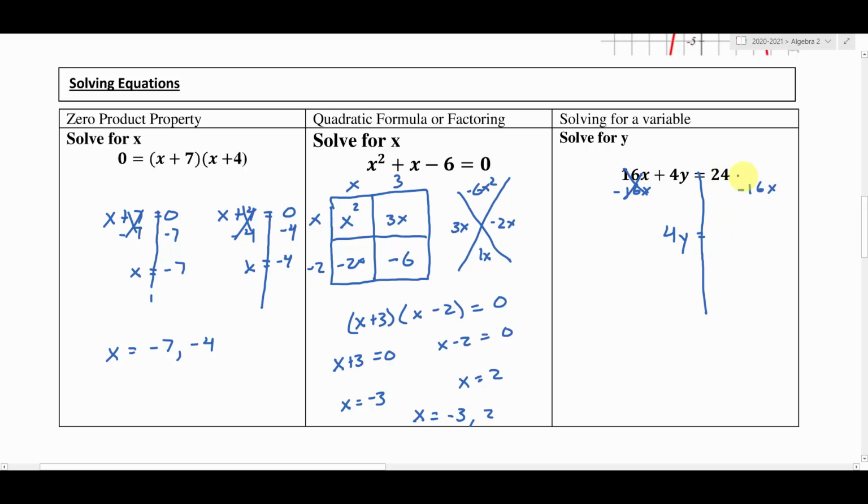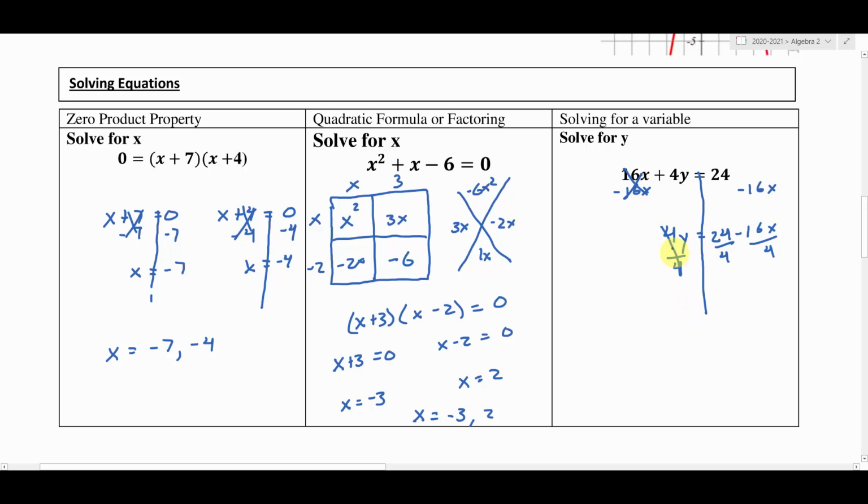Over here, I have to subtract these two things, but they are not like terms. So the best that I can do is just write 24 minus 16x. Right? Now the only thing left over here with the y is this 4, and since it's being multiplied by 4, I need to divide by 4, which means I have to divide everything over here by 4 as well. Right? Whatever I do on one side, I have to do on the other. So I'm going to divide the 24 by 4 and the 16x by 4.